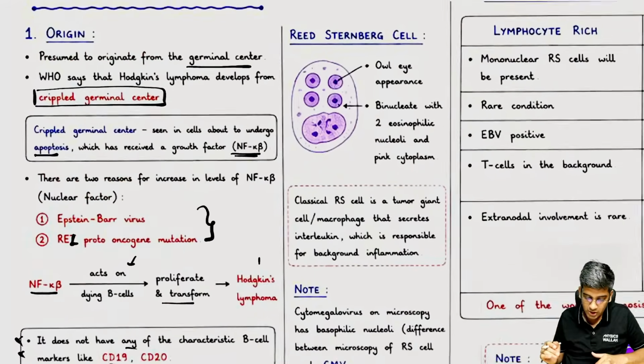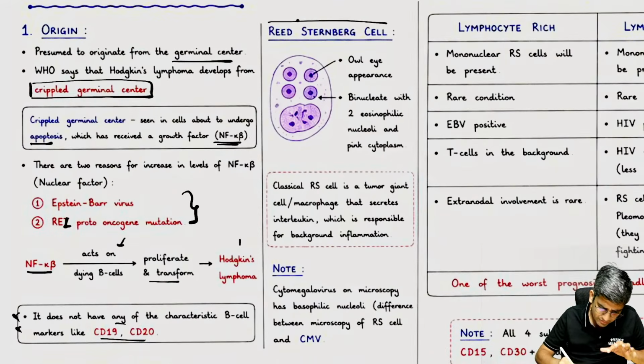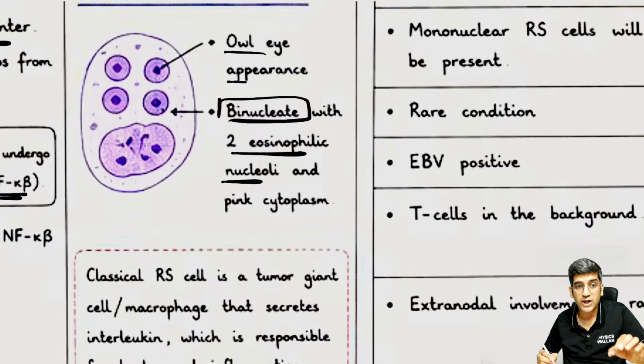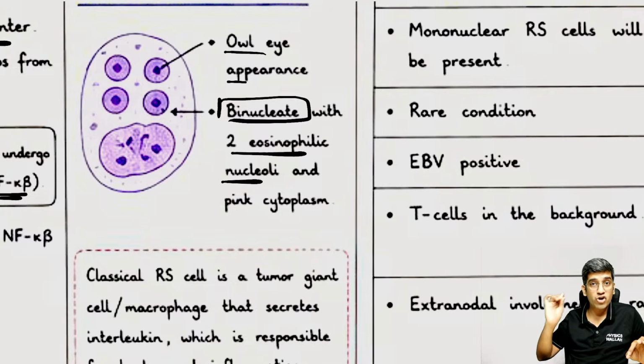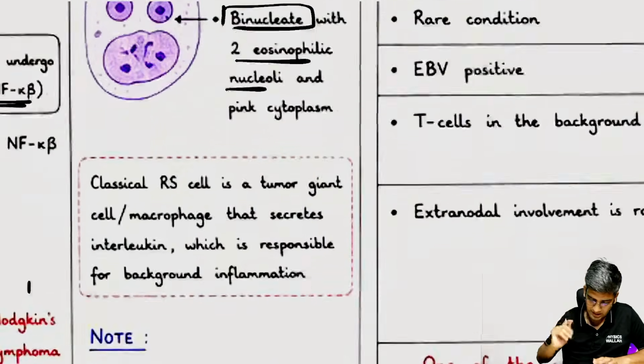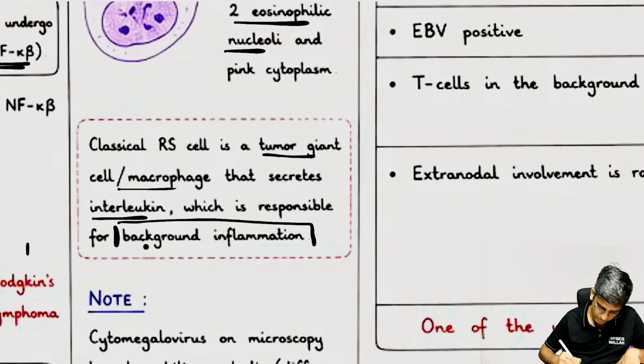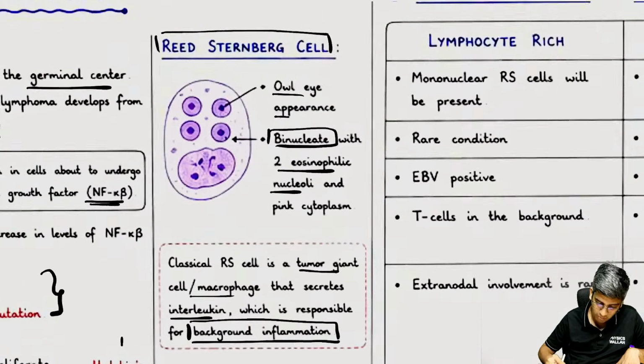So the tumor cell important for me is the Reed-Sternberg cell. It has a classical owl-eye appearance. It's binucleate with two eosinophilic nucleoli. That's very important. It should not be basophilic. If you're drawing a diagram, please draw pink color. Don't draw blue. If you're not able to draw pink, don't draw it at all. The classical RS cell is a tumor giant cell, a macrophage which secretes interleukin, which provides the background inflammation. It is very, very important.